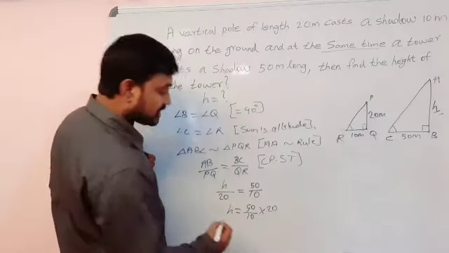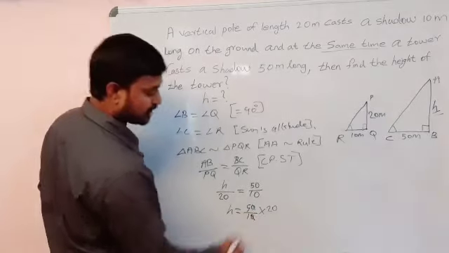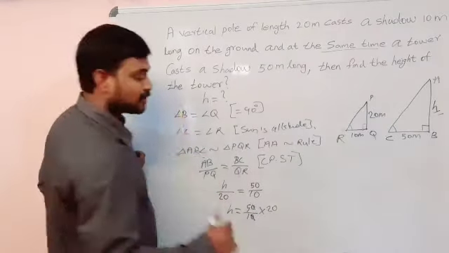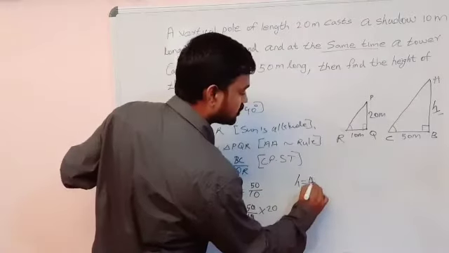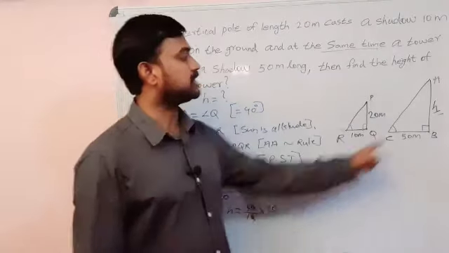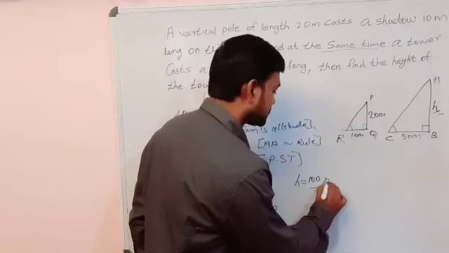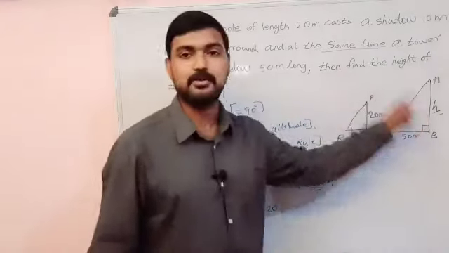Now we studied the cancellation. This 0 and this 0 can be cancelled. Now here 5 alone, 5 into 20 is 100. So we got the answer H is equal to 100. What is H? H is the height of the tower. So my dear students, 100 meter is the height of the tower.